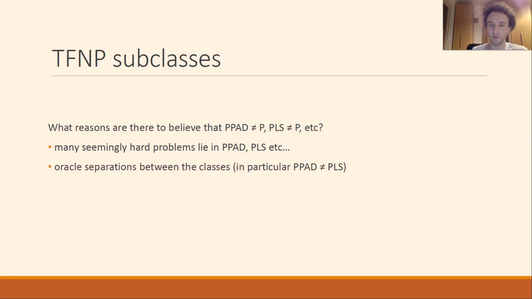Another reason is that we have very nice oracle separations between these classes, and also between these classes and P. So that's one kind of evidence that these classes are not easy. And the final thing is that it has been shown that these classes are hard under cryptographic assumptions, meaning that if you believe that some kind of cryptographic primitive exists, then PPAD cannot be equal to P, and PLS cannot be equal to P. There are various results with various different cryptographic primitives. This is another piece of evidence.